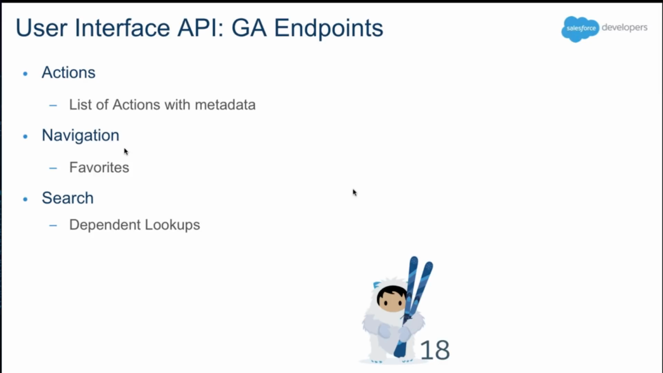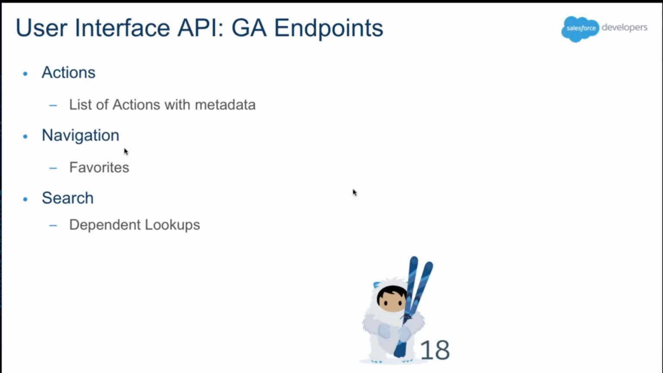The other interesting piece, and this is actually one of my favorite features, no pun intended, is the favorites functionality. In Lightning Desktop, we have the favorites functionality. It's the star in the header where you can mark things such as records and list views and many different things as a favorite so that you can quickly navigate back to it. That now has a UI API so that you can incorporate it into your custom user interface.